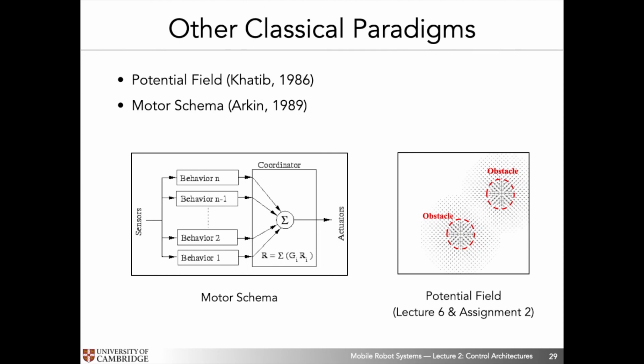So before concluding with just a few more slides, I want to point out that there are other classical paradigms I didn't talk about today, which you will encounter potentially in your mini projects or in the exercise sessions. One of them is the motor schema paradigm proposed by Ron Arkin in '89. And another scheme is the potential field paradigm that we'll talk briefly about in lecture 6 and you will see in one of your assignments, right?